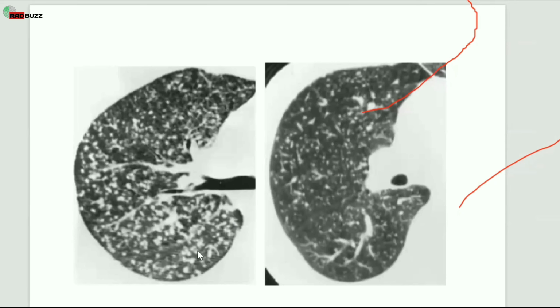That's a more peculiar picture of pulmonary tuberculosis, miliary pulmonary tuberculosis. So this is pre-treatment, and that's the post-treatment scan of the same patient, which is showing interval reduction in size and number of the miliary nodules.